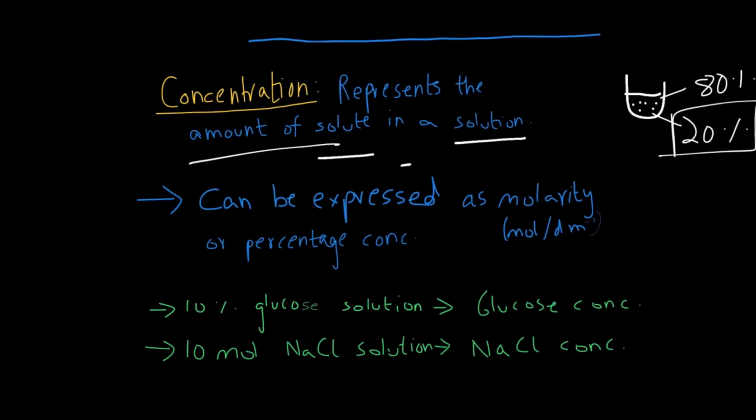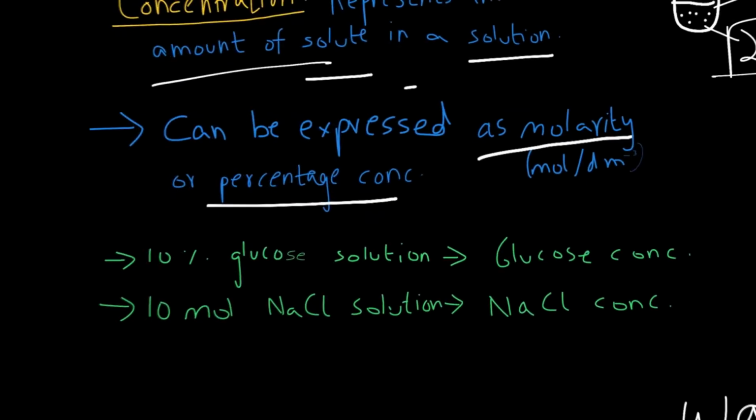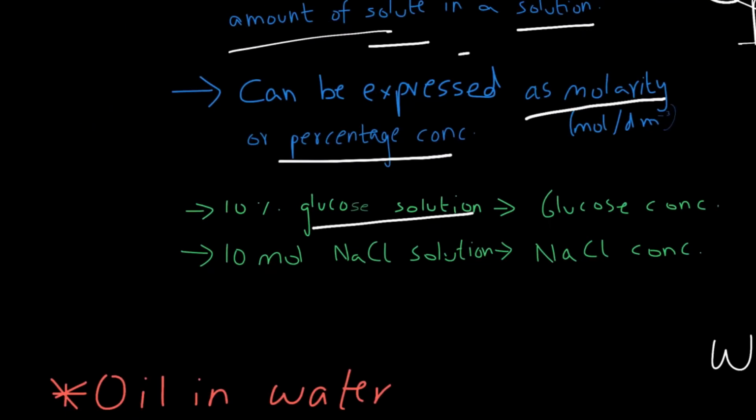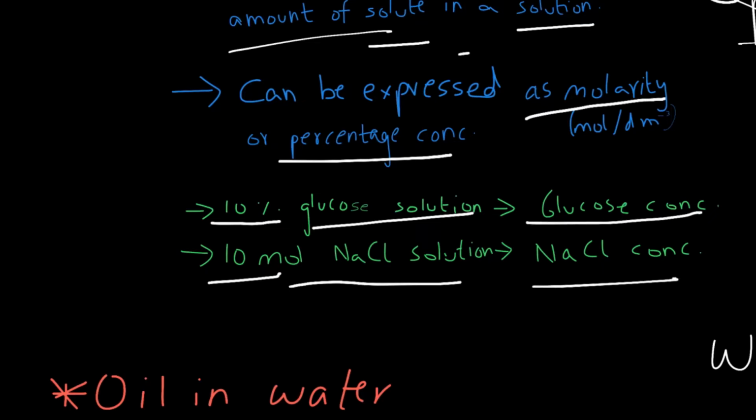It can be expressed as molarity, which is moles per dm cube, or as a percentage concentration. So something like a 10% glucose solution or a 10% NaCl solution, or a 10 mole NaCl solution, it refers to the same thing, concentration. This is the glucose concentration, this is the NaCl concentration, as we all know.